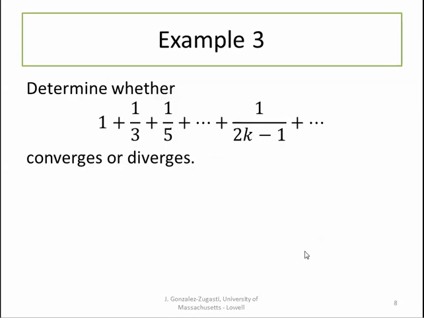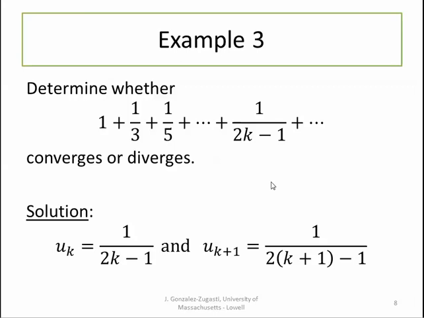Alright, now let's determine whether this series, 1 plus 1/3 plus 1/5 plus 1/7 and so forth, converges or diverges. The first thing is you determine what your kth term is, and then you determine what your k plus first term is. And again, remember, use parentheses. I'm plugging in k plus 1, so make sure there's parentheses around it.